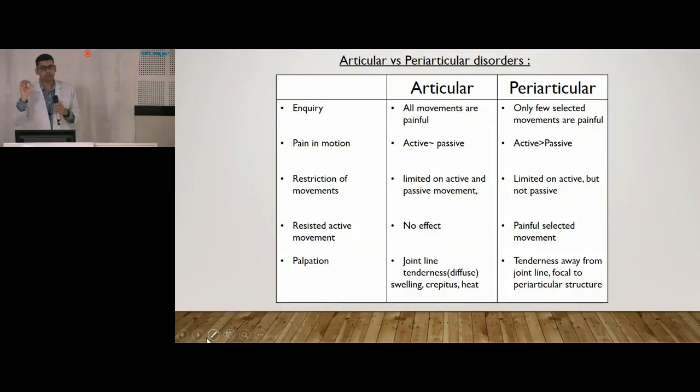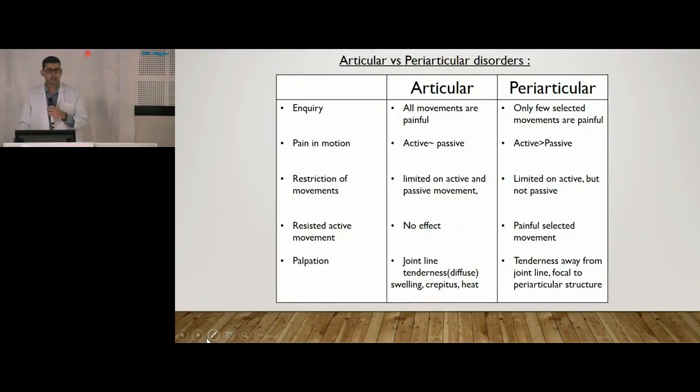Whenever we say the word periarticular, it means everything surrounding the joint. It can be a tendon, a ligament, a bursa, a muscle as well. Whenever there is articular involvement, the movements would be painful in all directions. Because with whichever movement you perform, the movement is actually going to be inside, it won't be outside. So inflammation of the structures present inside the joint would definitely produce pain on any sort of movement.